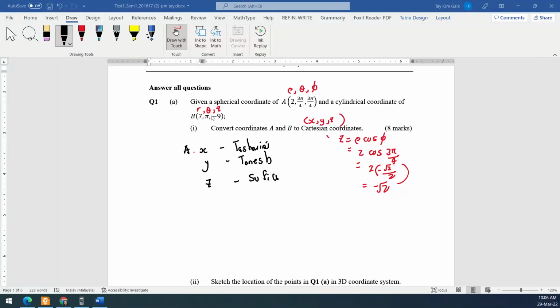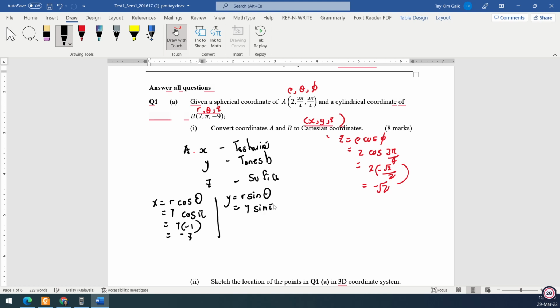So for cylindrical to Cartesian, r, theta, z want to go to x, y, z. x is r cos theta, where r given is 7. Then theta is pi. Cos pi is -1, so this is -7. y is r sin theta. r is 7, theta is pi. Sin pi is 0, so this is 0.